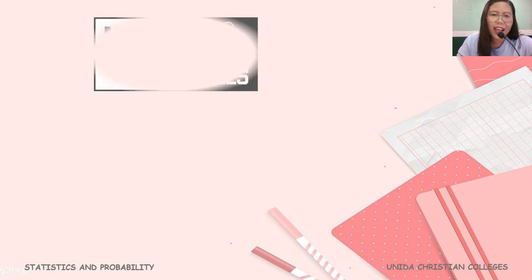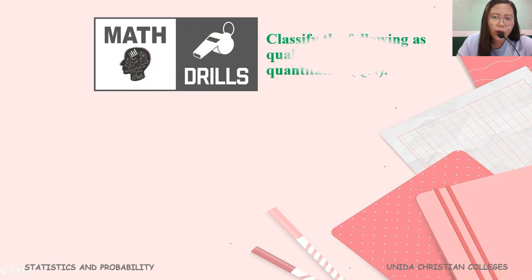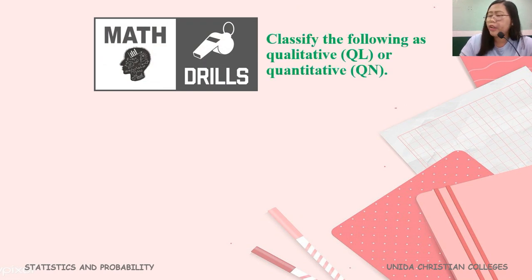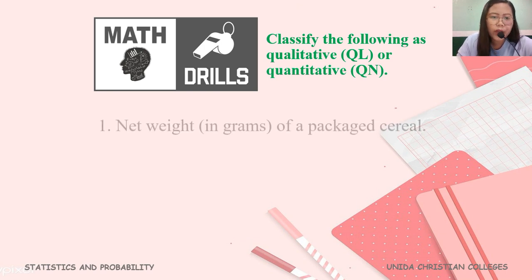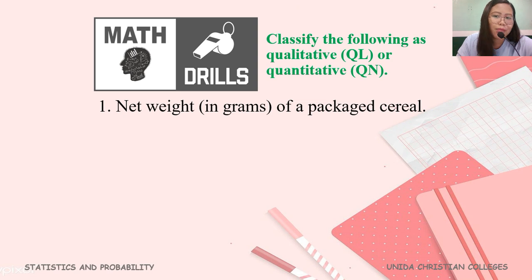Okay? Sige nga, let's have math drills. So, we need to classify the following as qualitative or quantitative. So, big QL or QN. Number 1, net weight in grams of a package cereal. Okay. Ayan. So, we have weight. When we say weight, we need to measure. That's why it is QN.